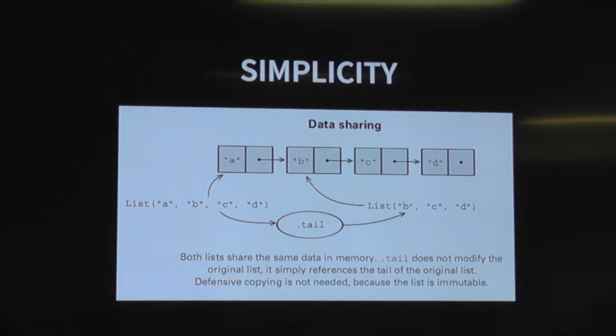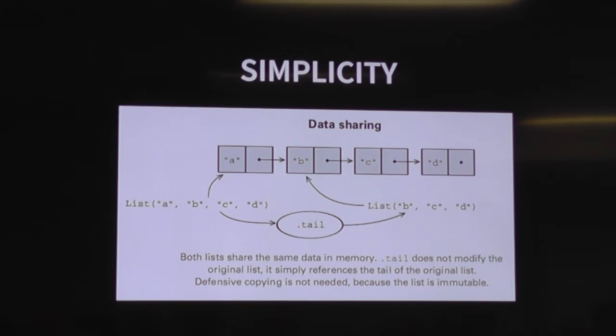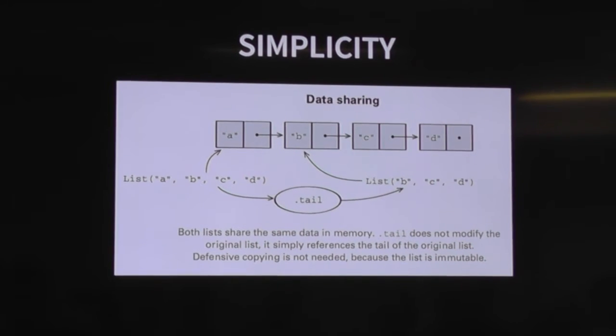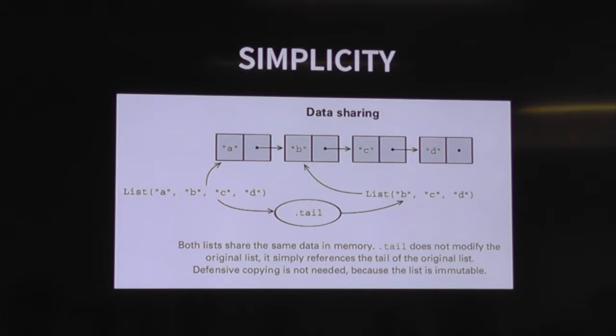So this is a diagram from the book. I couldn't really explain it much better. So for example, if we're going to run, we've got a list of A to D, and we just want to find the tail of the list, which is everything but the head. We call our function tail, and so remember from the data constructors that if it's a non-empty list, we've got a cons, which has got a head and a tail. So it's a simple operation.